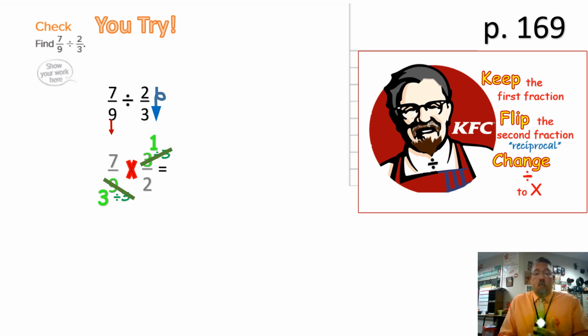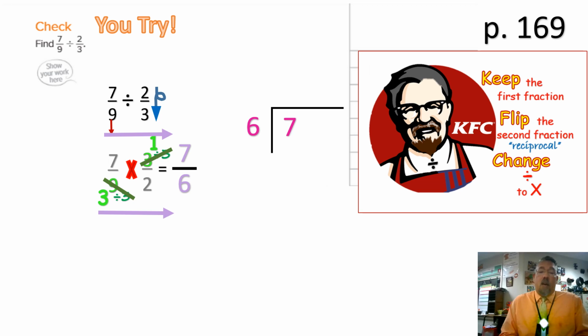That leaves me with multiplication, which I know I can do. I simply multiply across. I want to multiply 7 times 1. 7 times 1 gives me 7, and 2 times 3 gives me 6. That's an improper fraction, right? It's top heavy. The 7's too big. So I know I'm going to convert it. I'm going to take the top off by dividing. 7 divided by 6. So 6 goes into 7 one time, which does give me 6.